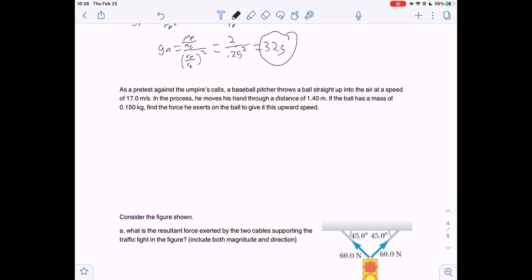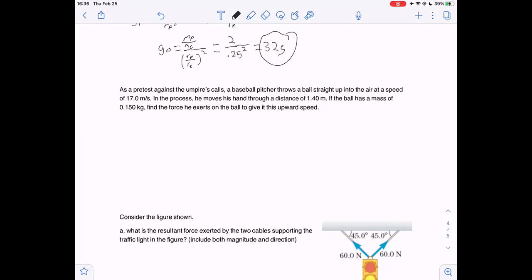Next, a protest, not a pretest, protest against the umpire's call. A baseball pitcher throws a ball straight up in the air at a speed of 17 meters per second. In the process, he moves his hand for a distance of 1.4 meters. The ball has a mass of 0.15 kilograms. Find the force he exerts on the ball to give it this upward speed.